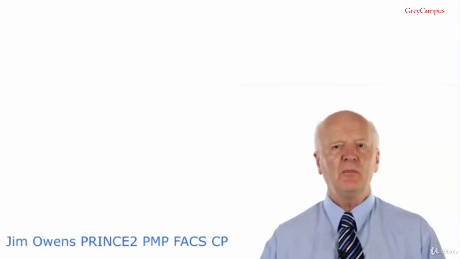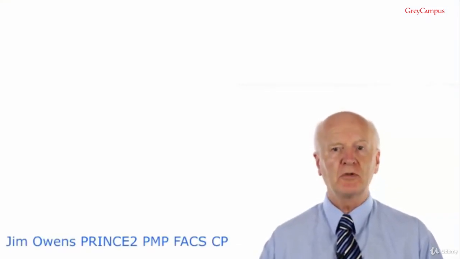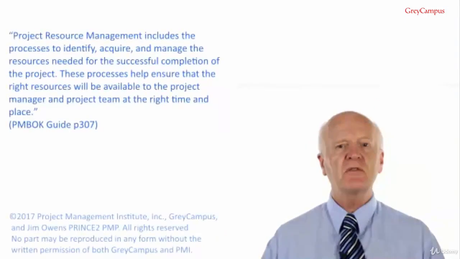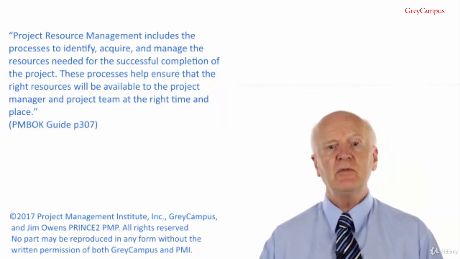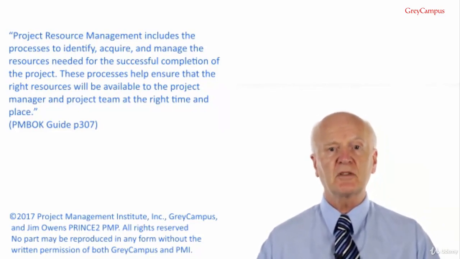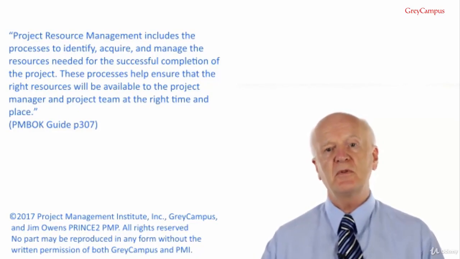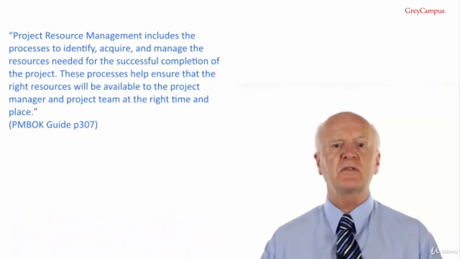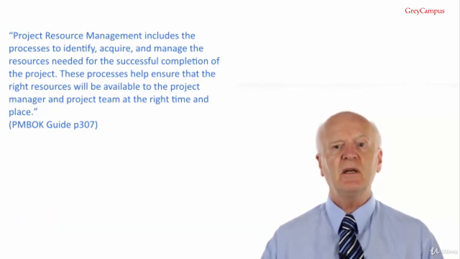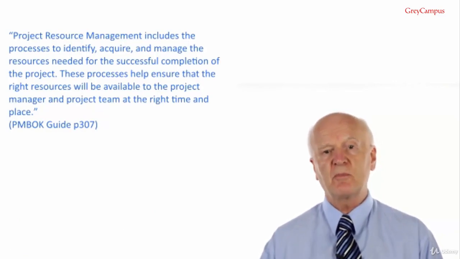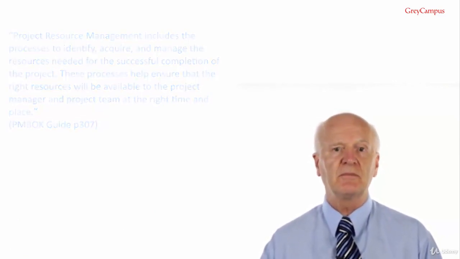Number 9, Project Resource Management, Module Overview. Project resource management includes the processes to identify, acquire and manage the resources needed for the successful completion of the project. These processes help ensure that the right resources will be available to the project manager and project team at the right time and place. That's from PMBOK Guide, page 307.